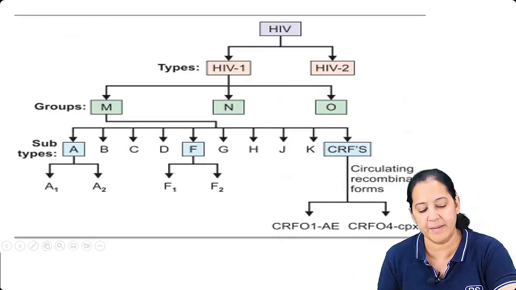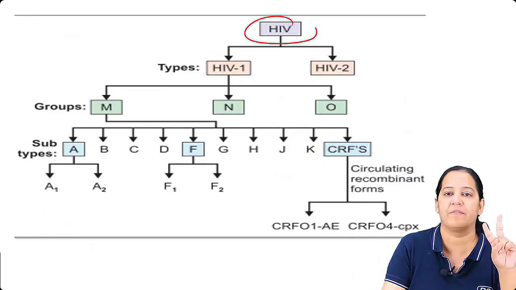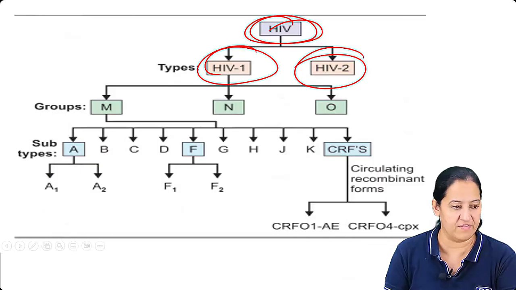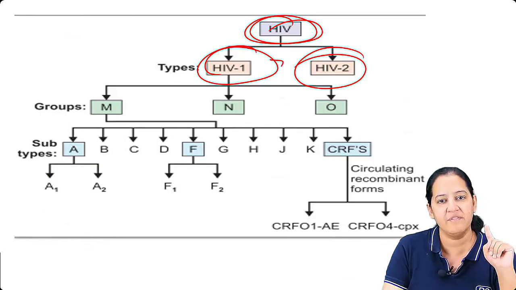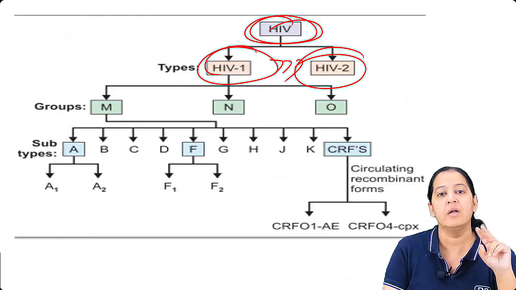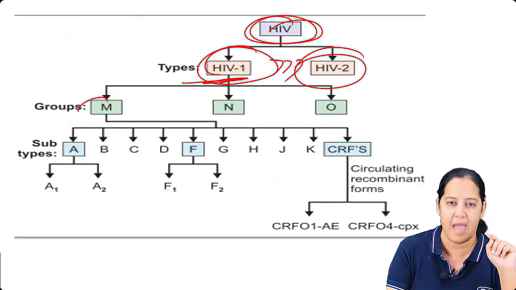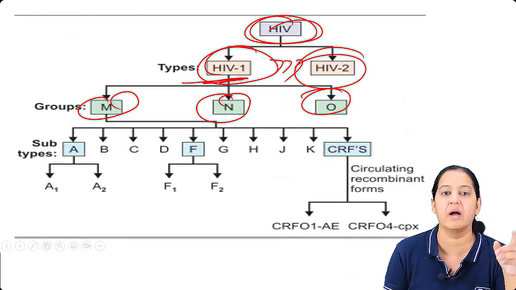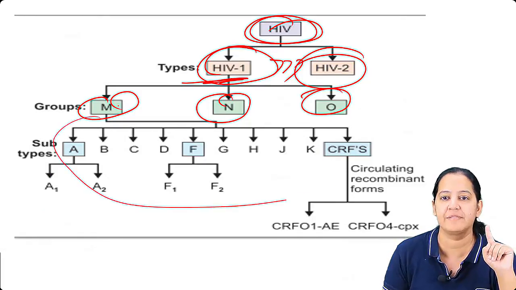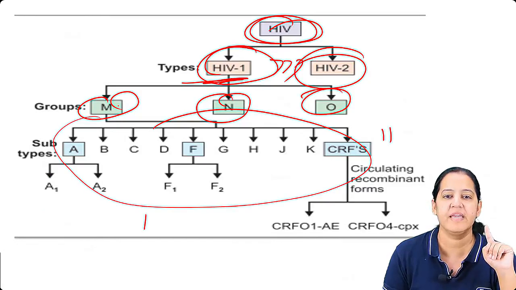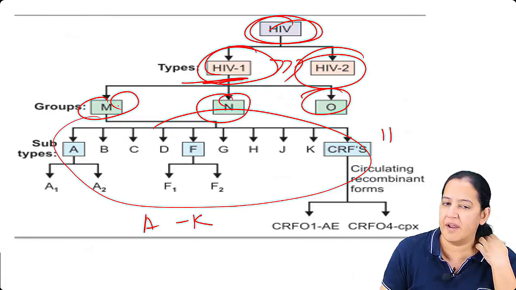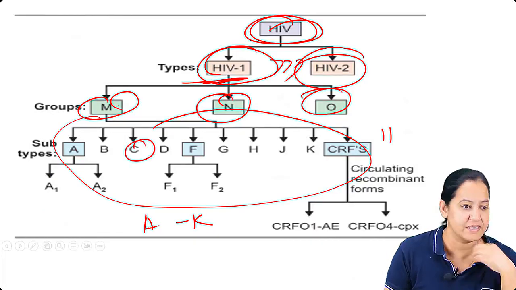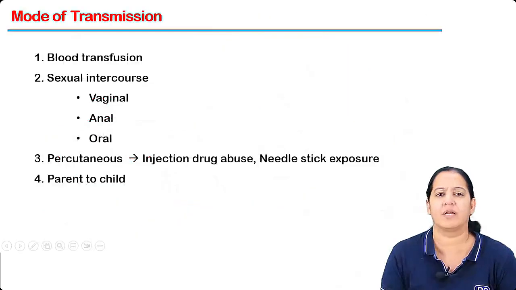Got it? How many types of HIV are there? There are 2 types of HIV. HIV1, HIV2. HIV1 is much more common than 2. है ना? HIV1 is further of 3 types. M, N, and O. MNO. The 3 types of HIV. है ना? M is further of 11 types. You can see A to K. There are 11 types having further subtypes. है ना? Most common is C, which is present in India. So just have a look at the classification.